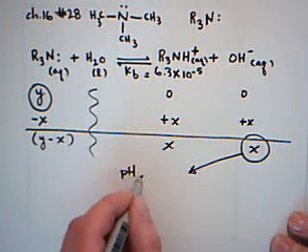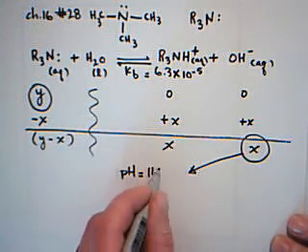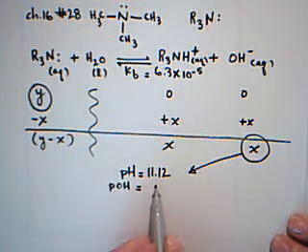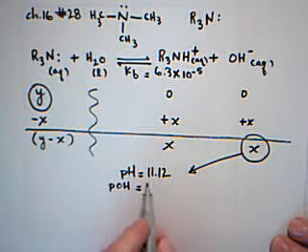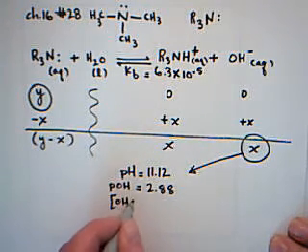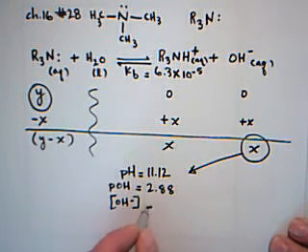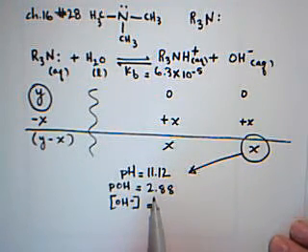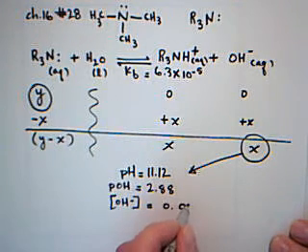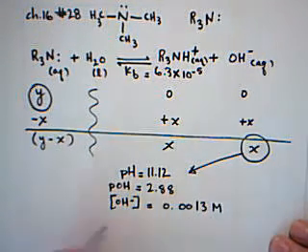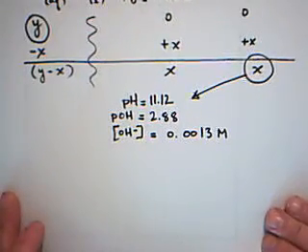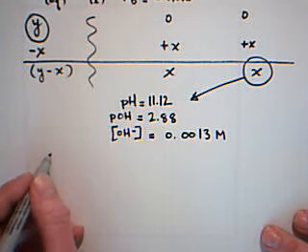We are told that the pH at equilibrium is 11.12, therefore the pOH is equal to 14 minus 11.12, so that's 2.88, and therefore the concentration of hydroxide ion at equilibrium is equal to 10 to the minus 2.88, and that comes out to be 0.0013 molar. So let's slide this up. Now we're ready to feed it into the equilibrium formula.